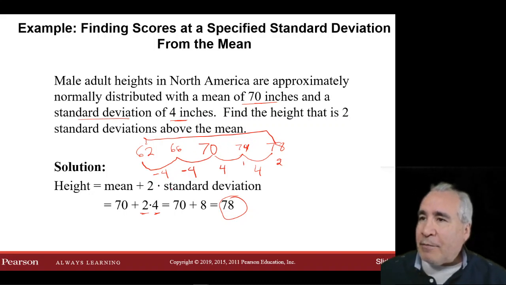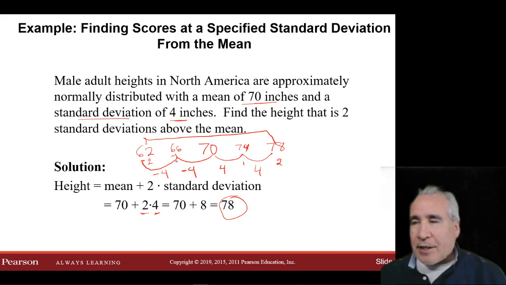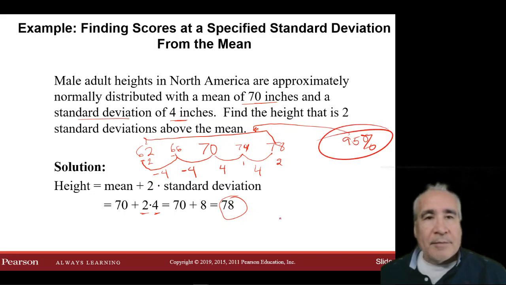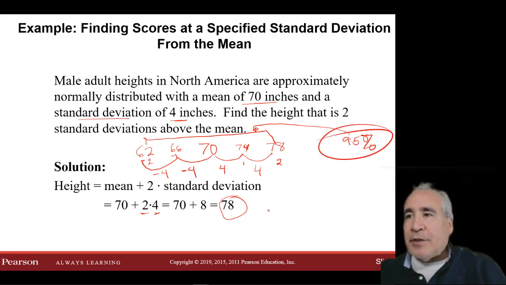It's 95% because we're two below to two above, because this is really -2, right? This is -1 standard deviations. Now they didn't ask that question, I did, but I just want you to be able to think your way through these. Okay, so it's two above to two below.